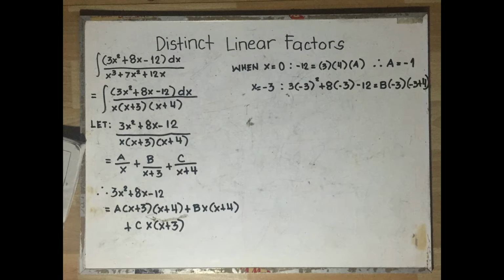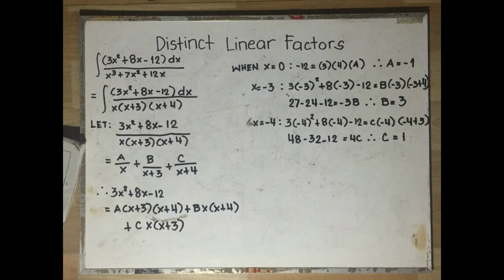When x is equal to −3, substituting this value to the x variables of the equation gives us 3 times the quantity of (−3)² plus 8 times the quantity of −3, minus 12, equals b times the quantity of −3 times the quantity of −3 + 4. 27 − 24 − 12 equals −3 times b. Therefore, b is equal to 3.